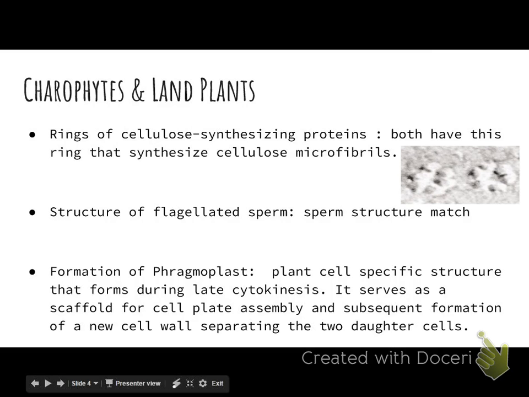phragmoplast, this word right here, a plant cell specific structure that forms during late cytokinesis. It serves as a scaffold for the cell plate assembly and subsequent formation of new cells and wall separating the two daughter cells. That's the direct definition from the book, and it was kind of emphasized, so I wrote it down.